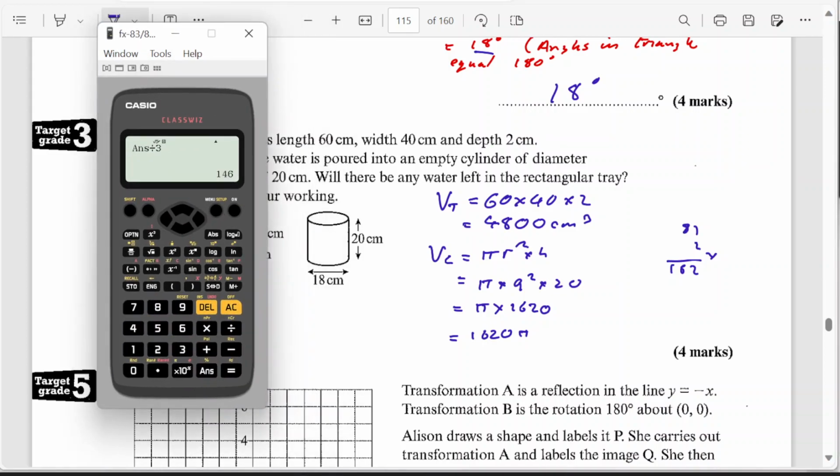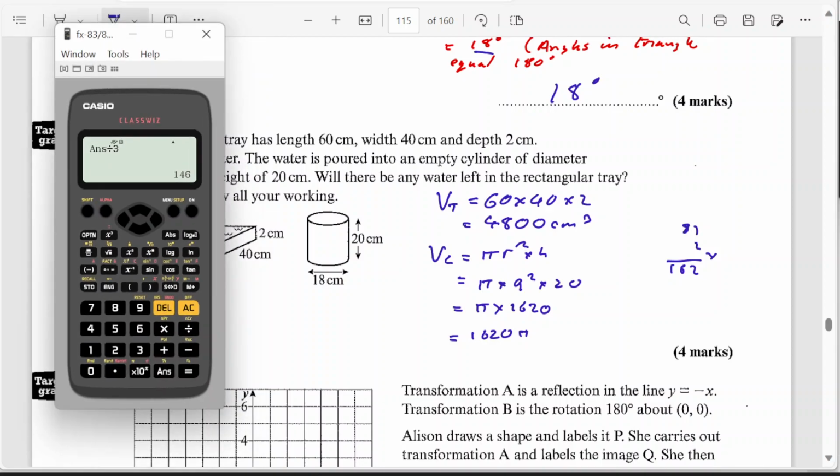Right, so let's bring my calculator in then. I've double checked all of my workings as well at this point. 60 times by 40 times by 2 is 4,800. Yeah, we were right there. My calculator will give me this in terms of pi as well, so pi times by 9 squared times by 20 is 1,620 pi.